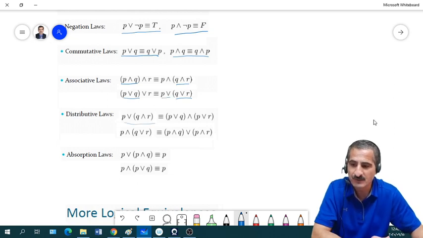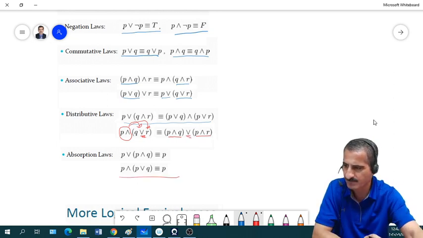Distributive laws, we have already talked about this one, and here we will make a distribution for this over Q and then over R. Here we got it, over Q over R, and then this is kept as it is. And absorption law, I will let you think about this one.